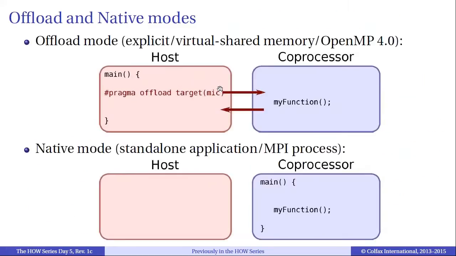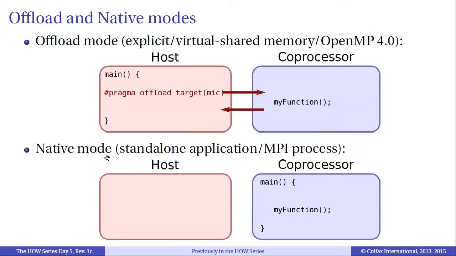When you program Xeon Phi coprocessors, you have a choice. You can either program it as an accelerator. You start the application on the host, and then you insert directives in your code which move a part of your application to the Xeon Phi coprocessor. Or you can use Xeon Phi as a processor, as a compute node in your cluster.